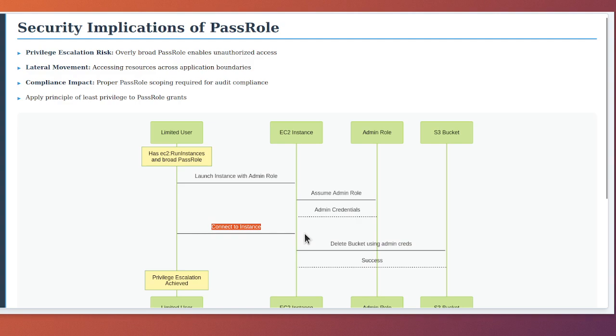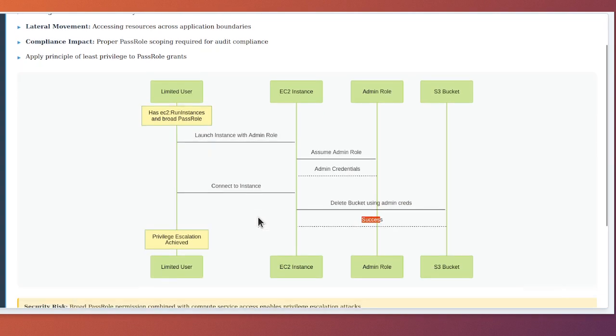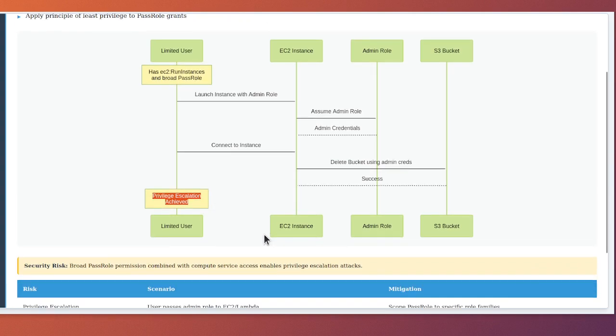Now using the admin credentials, the EC2 instance sends a request to delete a bucket to the S3 service. S3 responds with success because the admin credentials have the necessary permissions. The note at the bottom indicates that privilege escalation has been achieved. This sequence shows how a user with limited direct permissions can effectively gain administrative access by creating a compute resource with a highly privileged role and then using that resource to perform privileged operations.